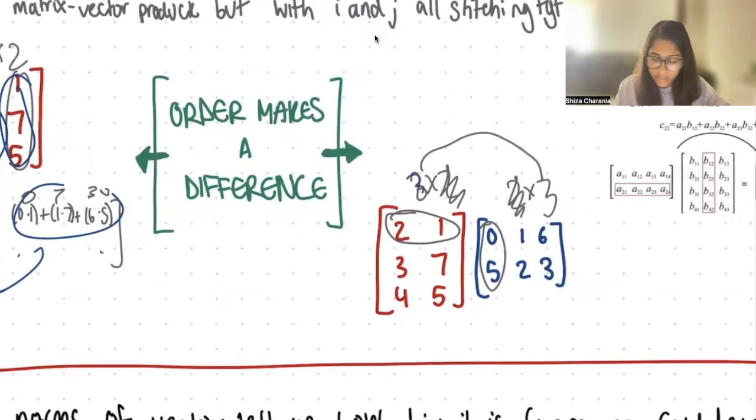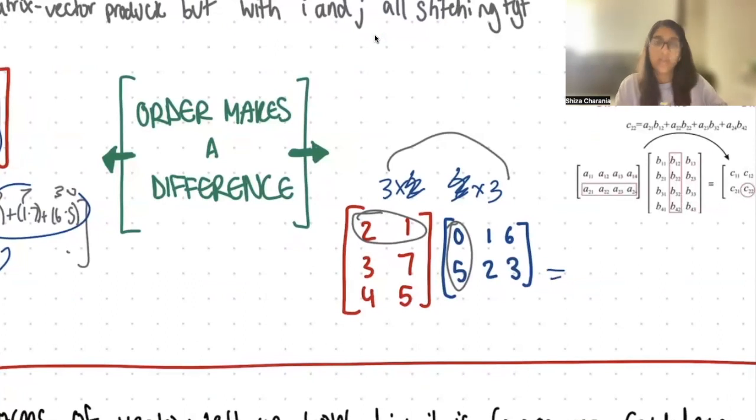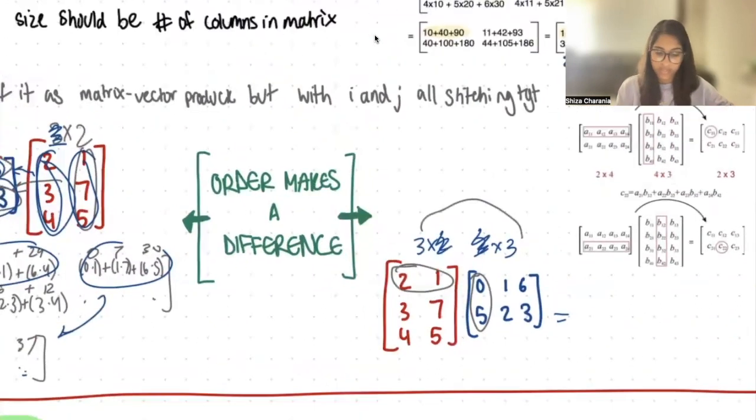Here, when you have something that's 3 by 2, let me erase it so it looks more neat. When you have something that's 3 by 2 and 2 by 3, you're taking these inner ones out and you end up with something that is 3 by 3. So you obviously know that it's going to be a different shape. It's going to be something different. So order always makes a difference.